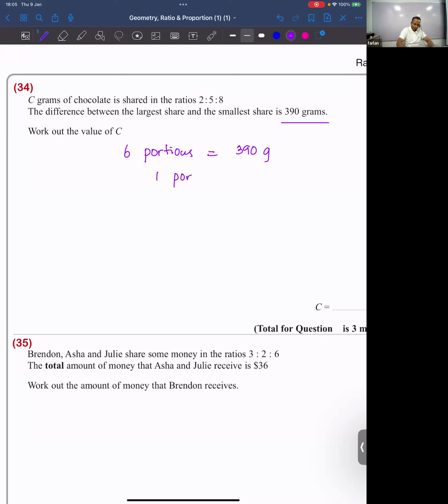Then 1 portion is equal to how much? 390 divided by 6, that is 65 grams. Correct?